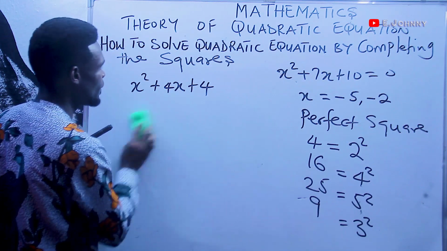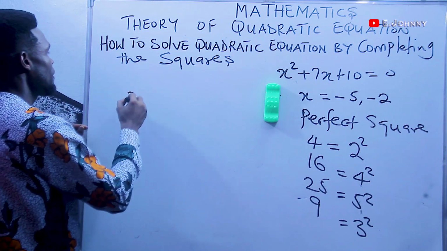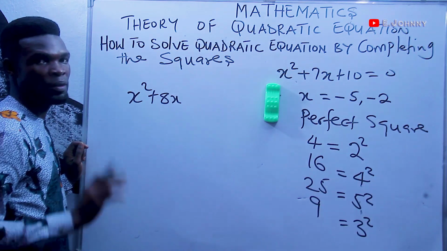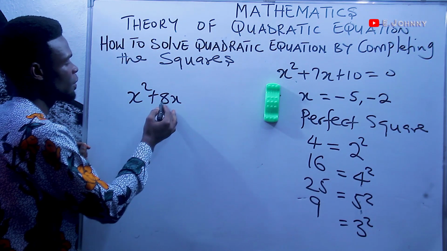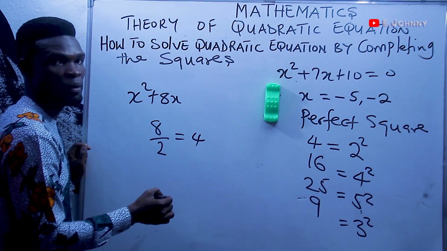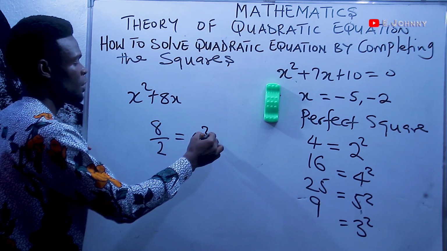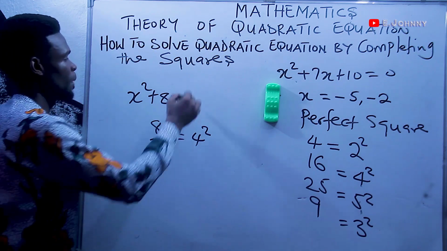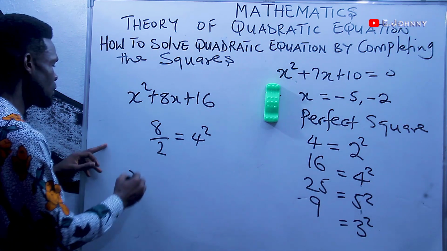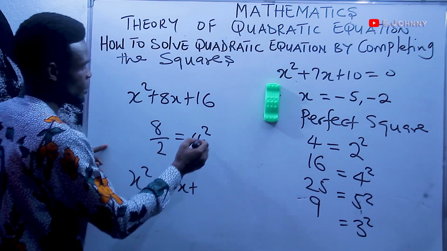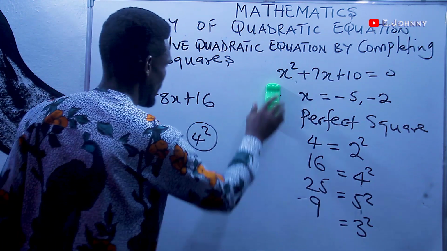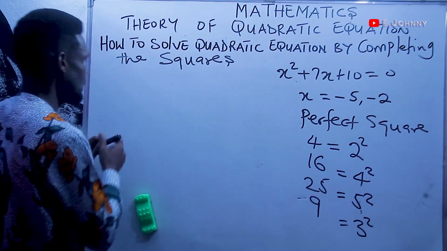Let me take another one. If I have x squared plus 8x, what must be added to make it a perfect square? Step 1, what is the coefficient of x? 8. Half of 8, that is 8 divided by 2, gives you 4. Next, square that 4 and you have 16. So plus 16 must be added to make it a perfect square. Or you can write it as x squared plus 8x plus 4 squared, which is the same thing as 16.